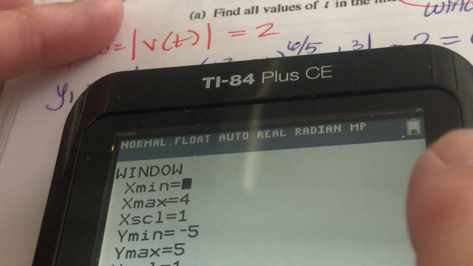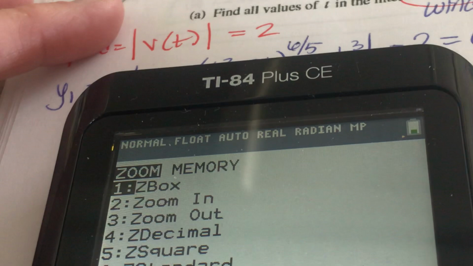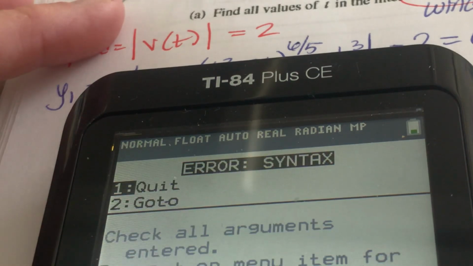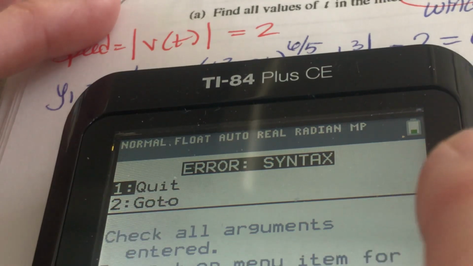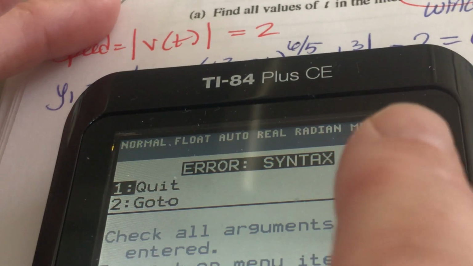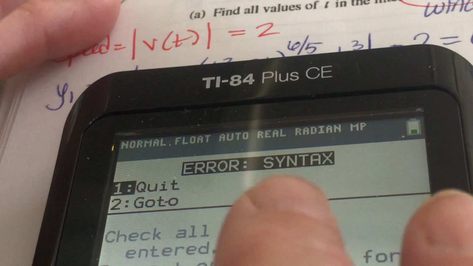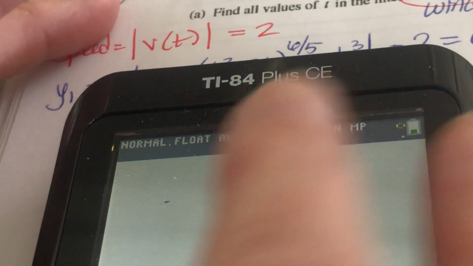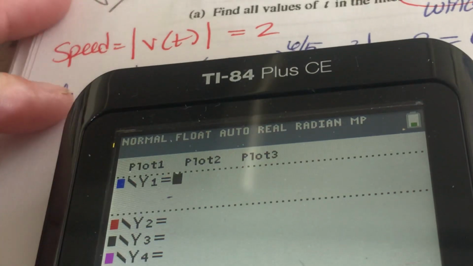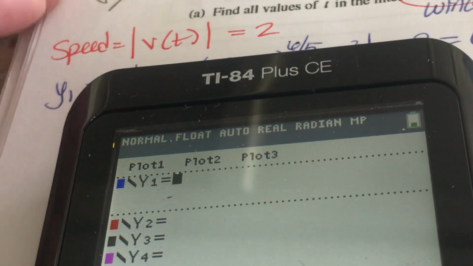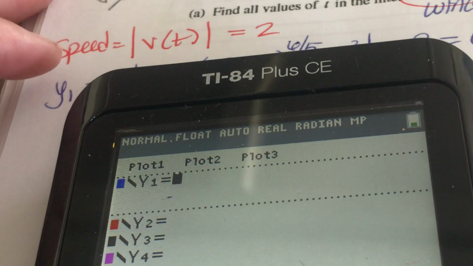Let's do this. Let's go zoom 6. Oh, it still won't check all entered values. Something's wrong. Syntax error. It's almost always my window. I don't know why. Second quit. Y equals. I'm going to clear it and start over. I don't know what I could possibly have done wrong, but let's try it. This doesn't usually happen to me, so I'm not sure what's wrong.